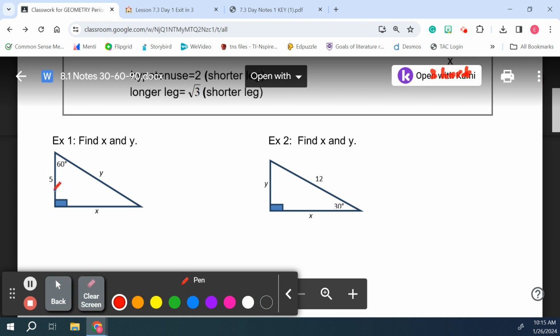So this is just a very basic first example. If this is 60, this is 90, this has to be the 30-degree angle. Directly across from that, again, is our short leg. Which means for the hypotenuse, I'm going to take 2 times 5, which gives me a total of 10. And for x, I'm going to have 5 times the square root of 3.